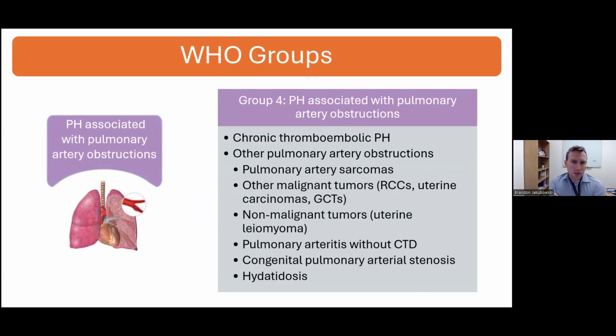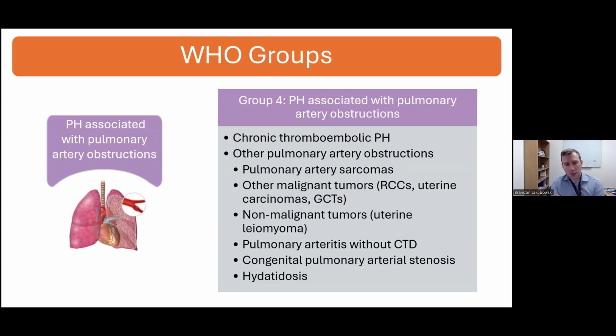Group 4 disease, I think most people know the importance of recognizing chronic thromboembolic pulmonary hypertension, but group 4 is really PH associated with pulmonary artery obstructions, and this can be obstructions of any kind. So pulmonary artery sarcomas are an infrequently seen mimic of CTEPH, but other malignant tumors can involve the pulmonary vasculature. This includes RCCs, uterine carcinomas, uterine leiomyomas, interestingly enough.